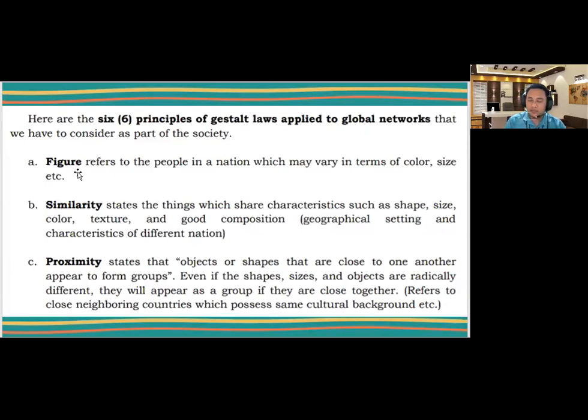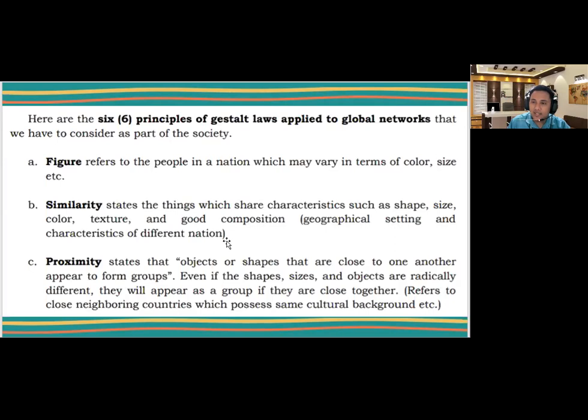So when we say figure, we are talking about the people when it comes to global networks. Not when it comes to Gestalt law. Pag sinabing figure, talks about people sa isang nation, magkakaiba man ang kanyang color, sizes, and etc. Next, another principle is the principle of similarity. From the word similarity, it states the things which share characteristics such as shape, size, color, texture, and good composition. It can be geographical setting and characteristics of different nations.